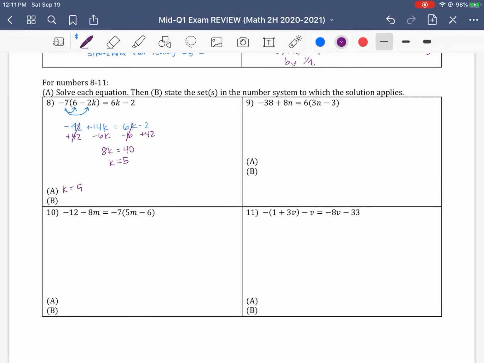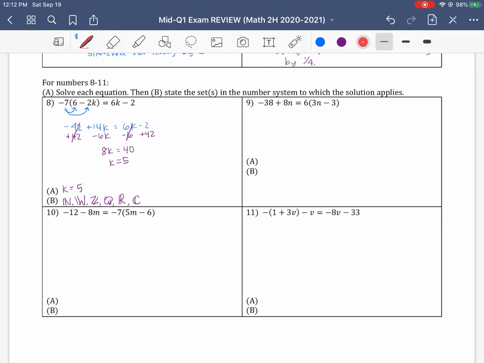So we are asked to solve, and then part B says state the sets in the number system to which the solution applies. In this case, 5 would be a natural number, and then again the natural numbers belong to the whole numbers, which belong to the integers, which belong to the rational, which belongs in the real, and finally the complex.